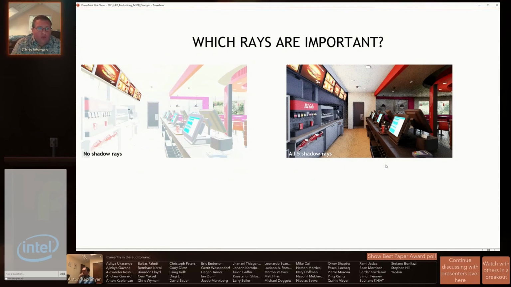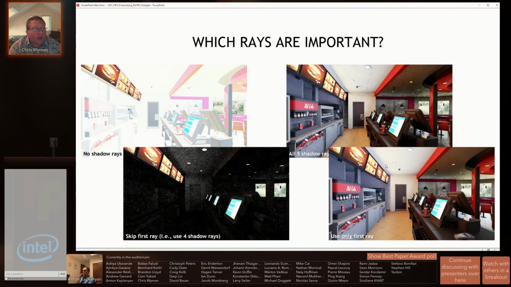With no shadow rays in this burger restaurant, it's washed out and not very good looking. With all 5 shadow rays from the original ReSTIR paper, you get pretty good results, as shown here on the right. Now, what I did here at the bottom was remove some of those rays selectively. On the bottom left, I've removed the first ray, the one after candidate generation, and you'll see the result is a noisy mess. It's not really usable, and we've only reduced the ray count by 1 out of 5.